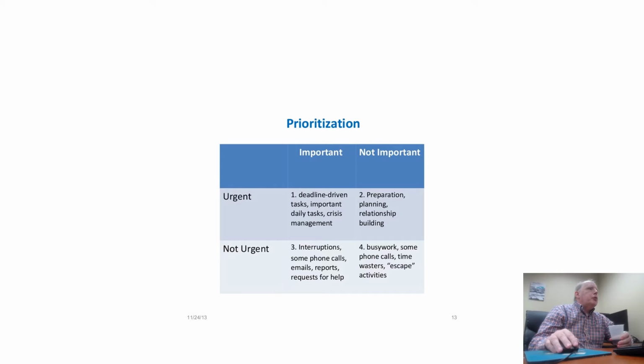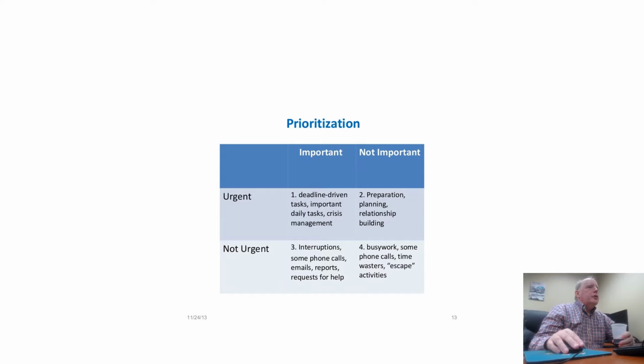And now prioritization. You'll see this in a lot of books on time management, like the x-axis is the degree of importance and the y-axis is the degree of urgency. So you have 4 categories then. If it's important, it's either urgent or not urgent. The ones that are important and urgent would be the ones that you would prioritize first. That's the idea. So they're deadline driven tasks, important daily tasks, and crisis management.